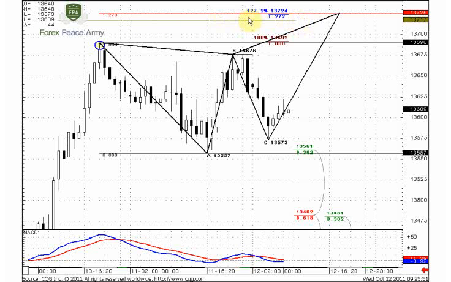Well, also I see that this is beyond the butterfly. This is also the 127 extension from that ABC bottom. Also I see that the 100% extension from that ABCD pattern stands above the previous highs. Although this is just some pips above, still this is above.